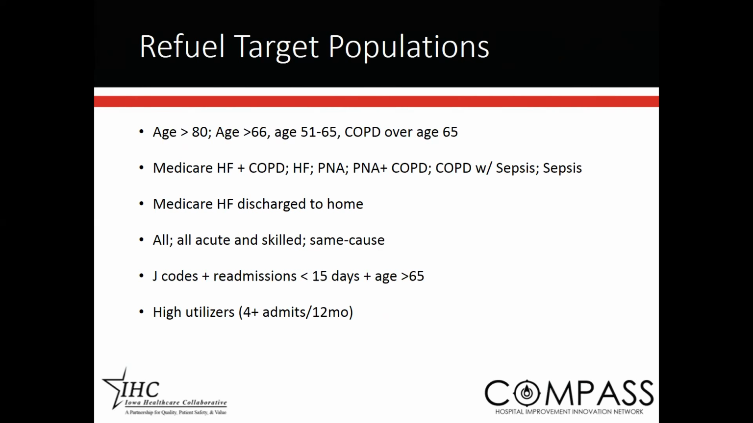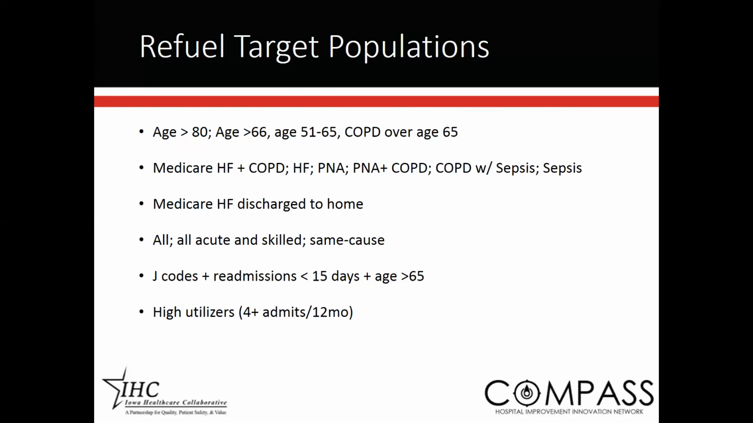We've got a target population of those Medicare heart failure patients discharged to home. So that's thinking about a target population based on discharge disposition and what those patients might need once they go home. Many reported looking at all patients or all readmissions, all acute and skilled, recognizing that in your critical access hospitals, you've got a combination of those types of swing beds. One team is looking at same cause readmissions.